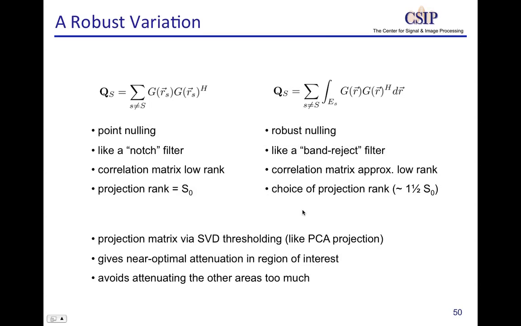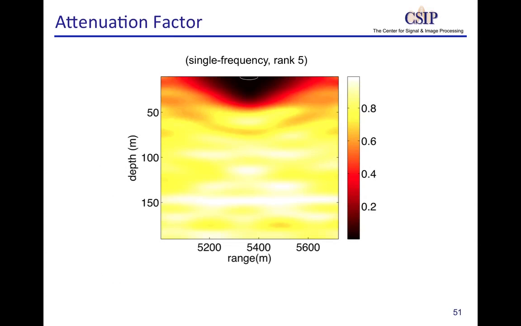And we can truncate this matrix using a rank of about 1.5 times the number of sources to give us good results. So this is acting a lot like SVD thresholding or PCA projection. It has a lot of parallels with DPSS approaches. And it gives near optimal attenuation in terms of the least squares approach in the region of interest without attenuating the other areas too much.